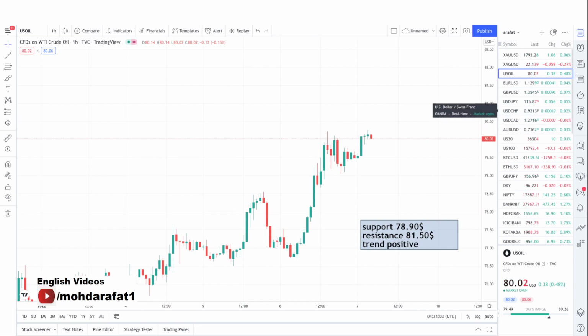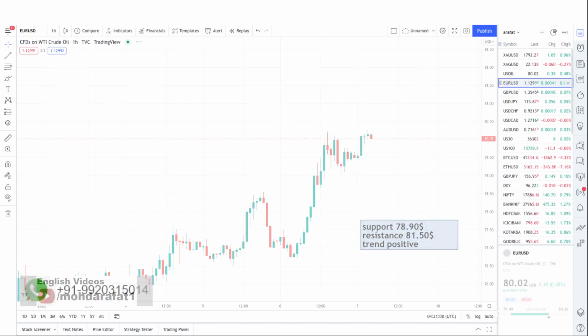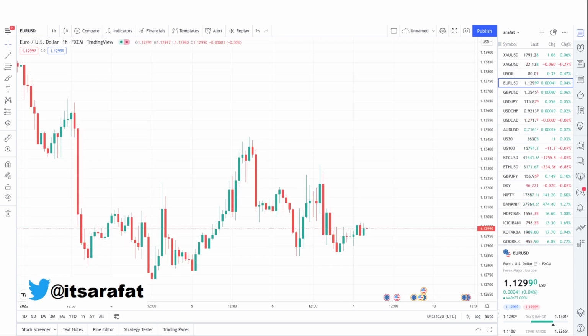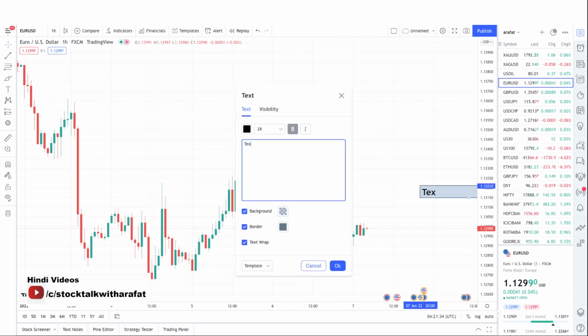Let's move on to Forex. First, we will see Euro. This is Euro. It made lows around 1285 and is trying to recover now. It is still trading in a weak zone. So let me give you the resistance and support for Euro now.